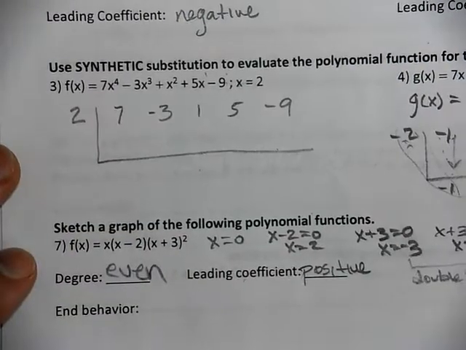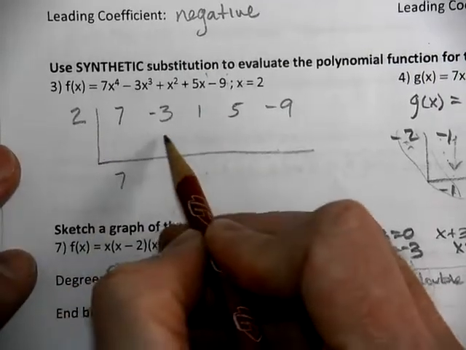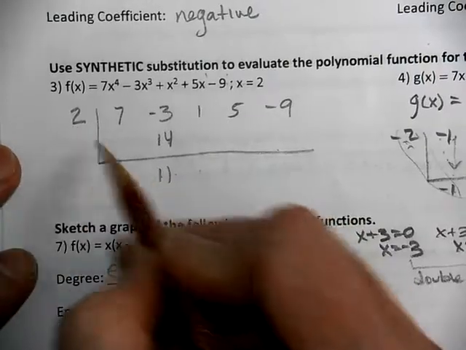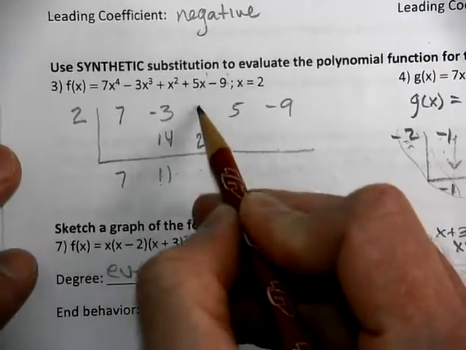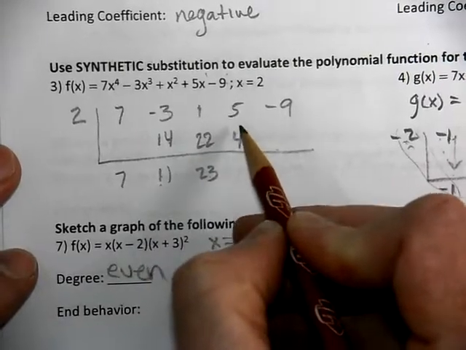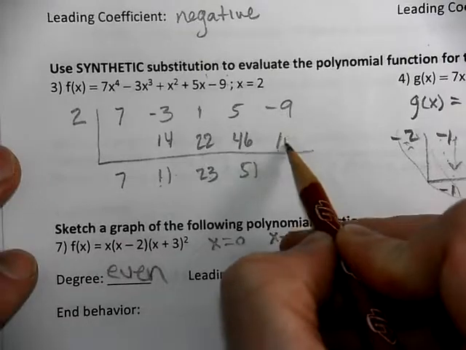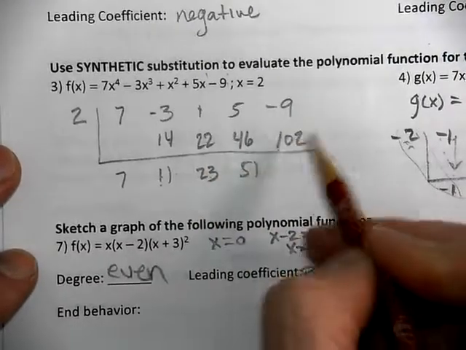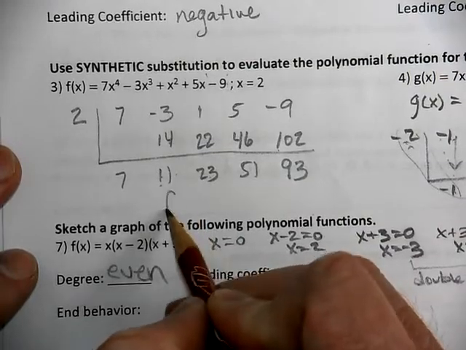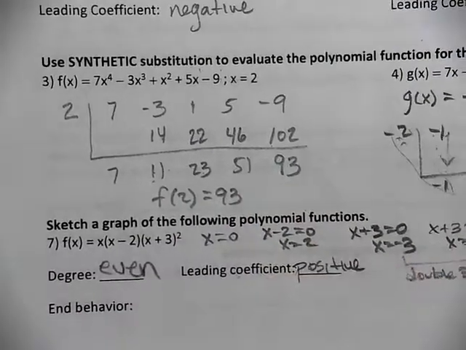So x equals 2. We're going to drop down our 7 and multiply. Add these two together and multiply. Add these two together and multiply. Add these two together and multiply. And add these two together. So f of 2 should equal 93.